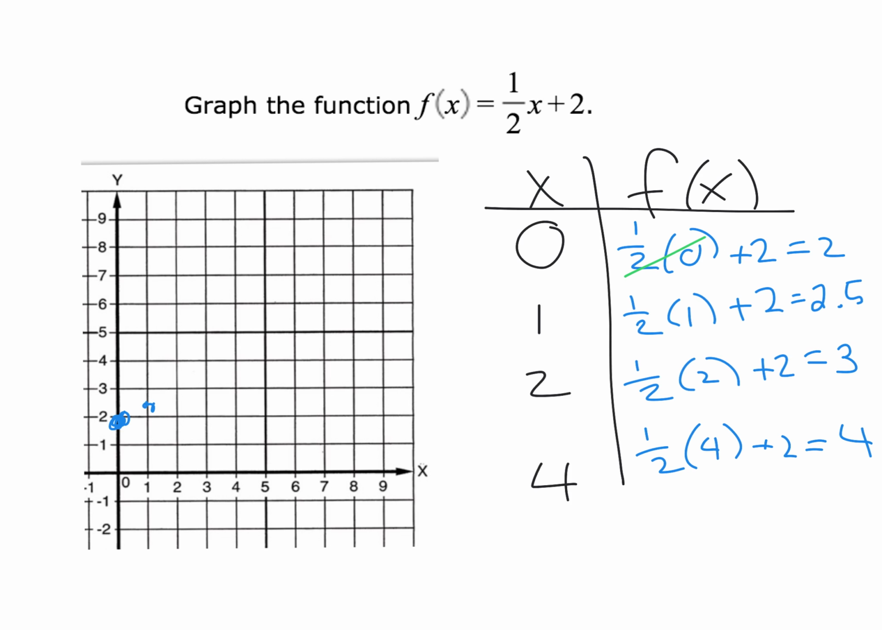Sorry, this is so messy. When x is 2, f of x, which is graphed on the y-axis, is 3. When x is 4, f of x is also 4. And then you can see that we have that same line, that same slope. Okay, so that's another way to graph that.